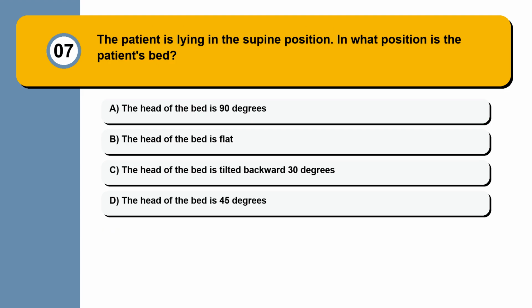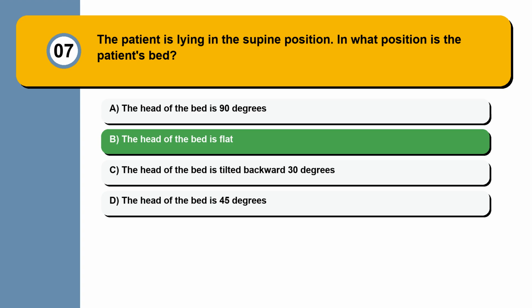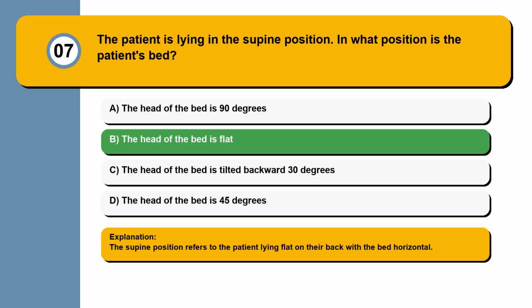Question 7. The patient is lying in the supine position. In what position is the patient's bed? The head of the bed is 90 degrees. The head of the bed is flat. The head of the bed is tilted backward 30 degrees. The head of the bed is 45 degrees. The supine position refers to the patient lying flat on their back with the bed horizontal.